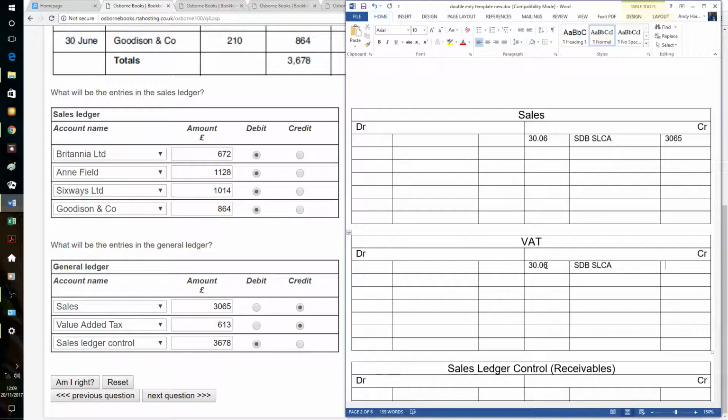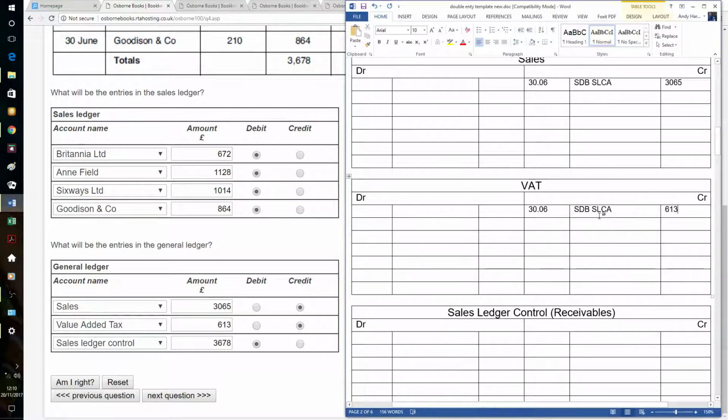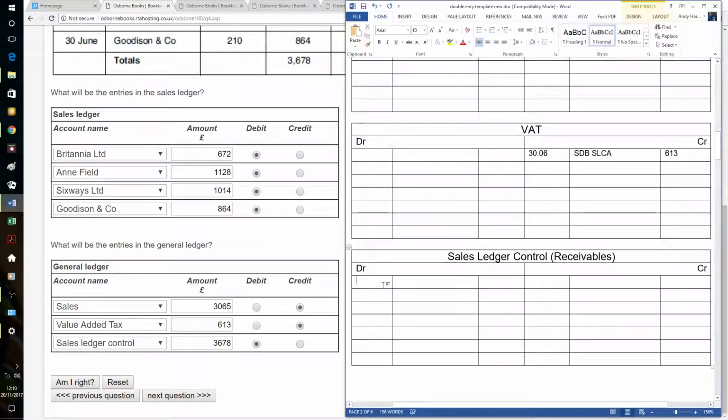Again, sometimes awkward to find the appropriate reference, but as long as everybody's consistent and people know what you're typing in. So it's the double entries, again is part of the control account, and this is our control account. And this was the debit entry.